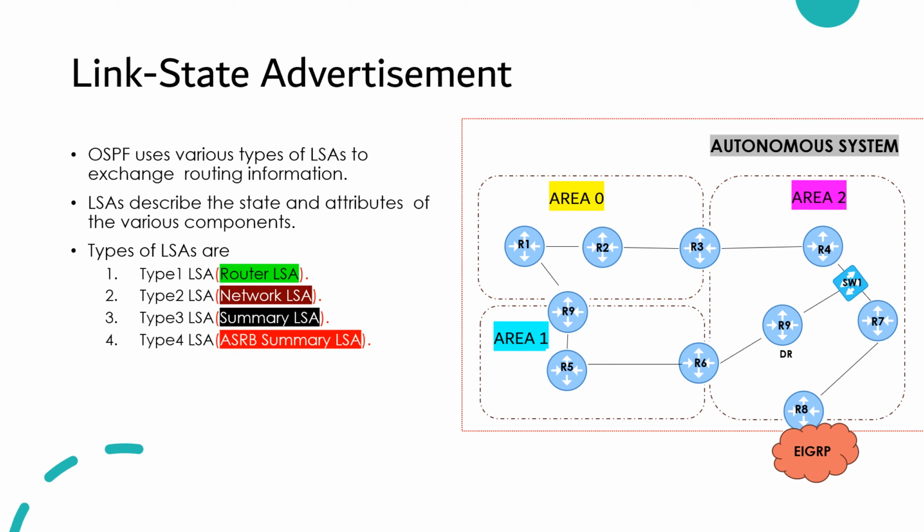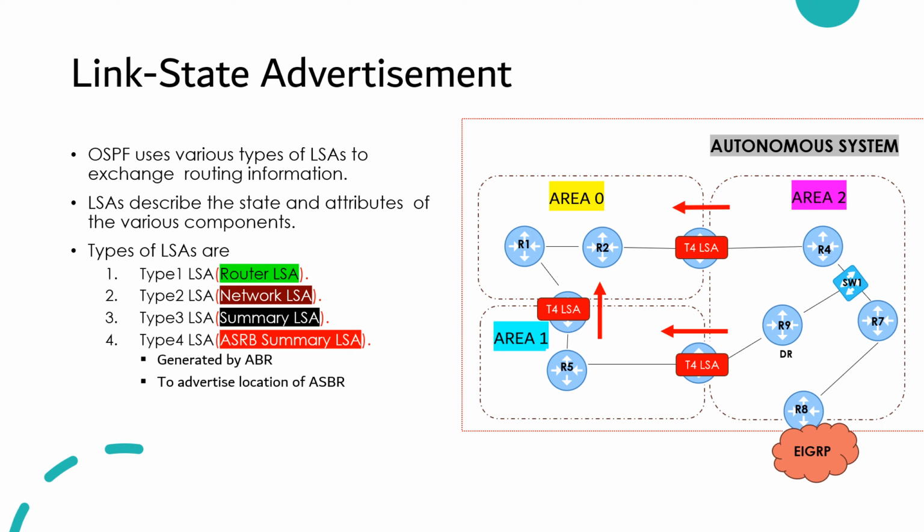The type 4 LSA, this is the fourth LSA, also known as ASBR summary LSA. These LSAs are generated by the ABR to advertise the location of the autonomous system border router within an OSPF area. They are also summary LSAs like type 3 LSA, but type 4 are specifically used to inform the rest of the OSPF areas how to get to the ASBR.